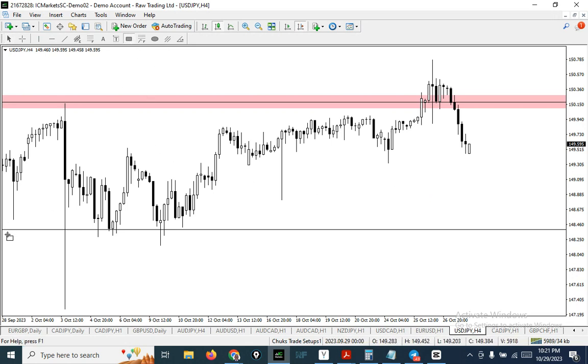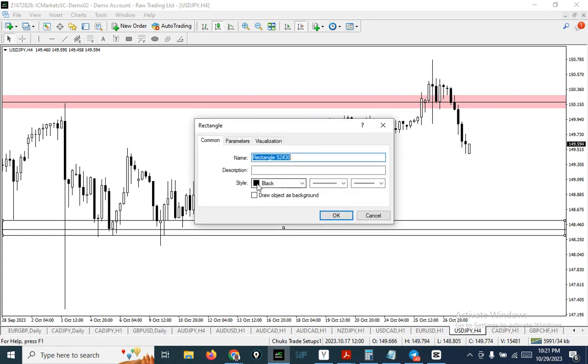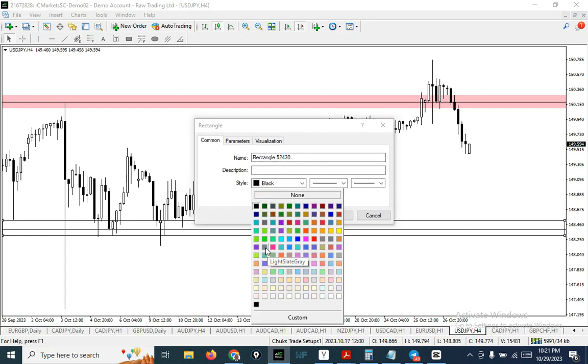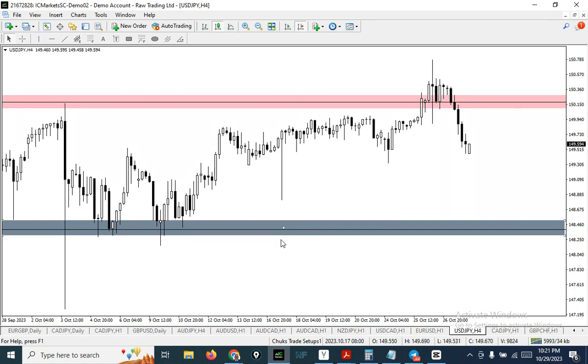I can draw another rectangle here. Grab this rectangle to draw another rectangle here, just to draw my support level. Because I want this chart to look beautiful. Don't worry, I want it to look beautiful. Background. I want to draw this as my support level. Use this gray for my support level.